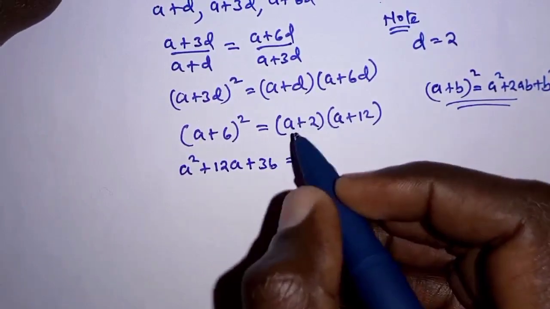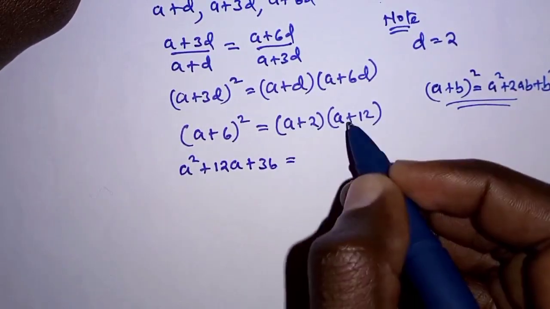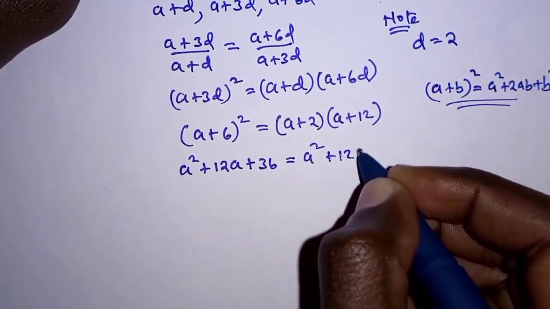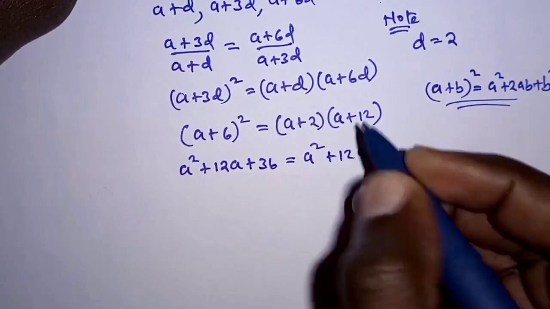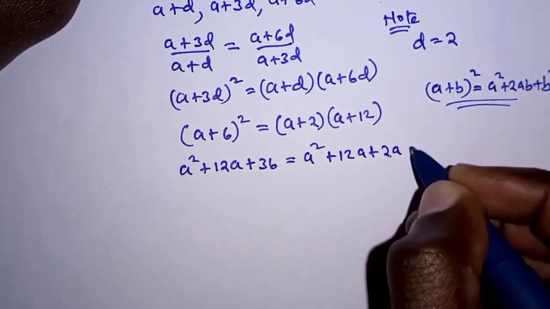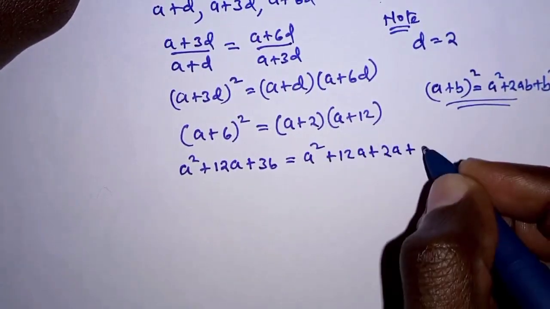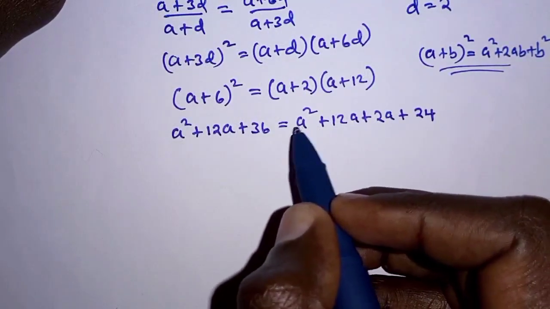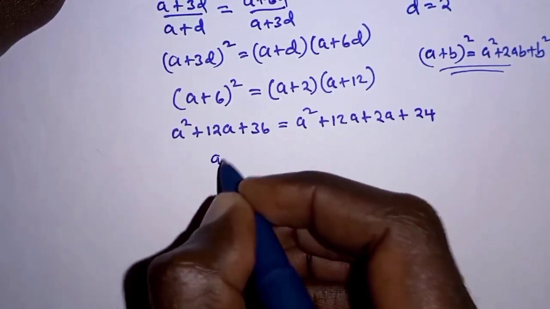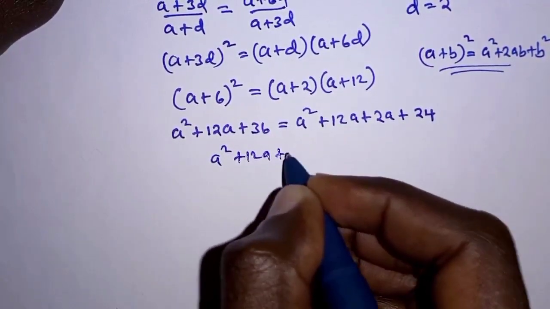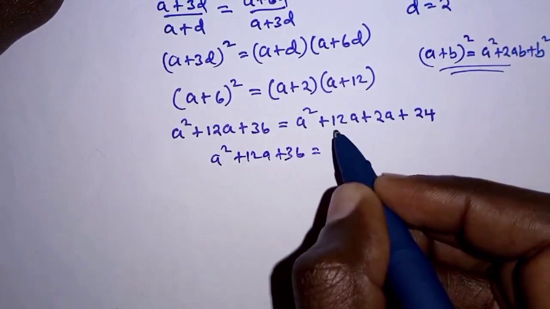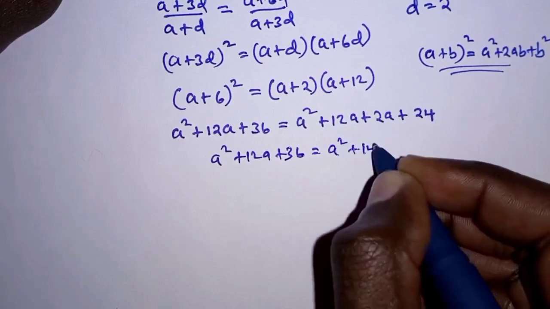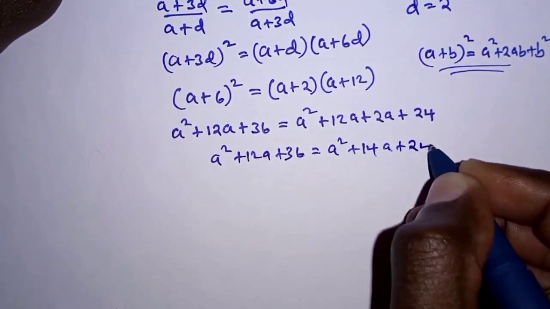On the right hand side we are going to open the bracket, so we have A times A, that is A², A times 12 is 12A, plus 2 times A, that is 2A, plus 2 times 12, we have 24. So here we have the left hand side still A² + 12A + 36, and then on the right hand side we are going to combine these two: A² + 14A + 24.